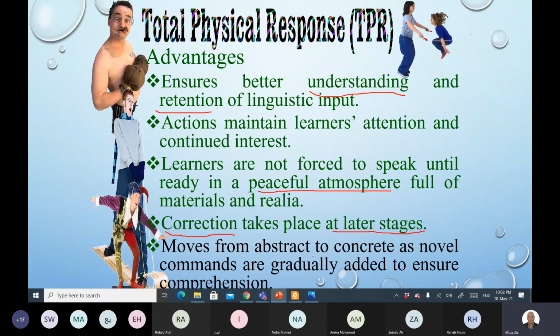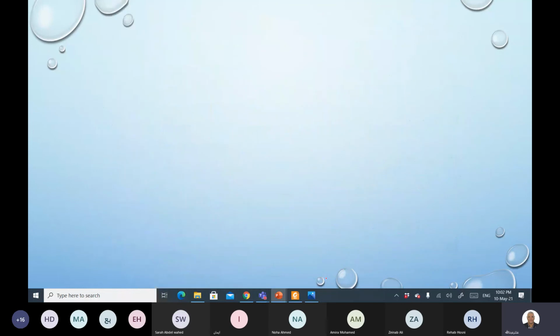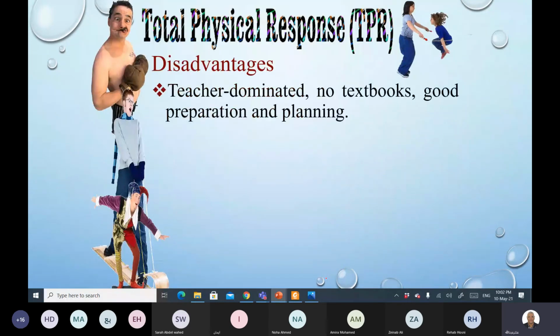Also, the moving is from the abstract to the concrete, and this happens gradually based on comprehension. So comprehension is very important, and comprehension is sustained in this method. Right. So these are some of the advantages of the total physical response, or the TPR method.